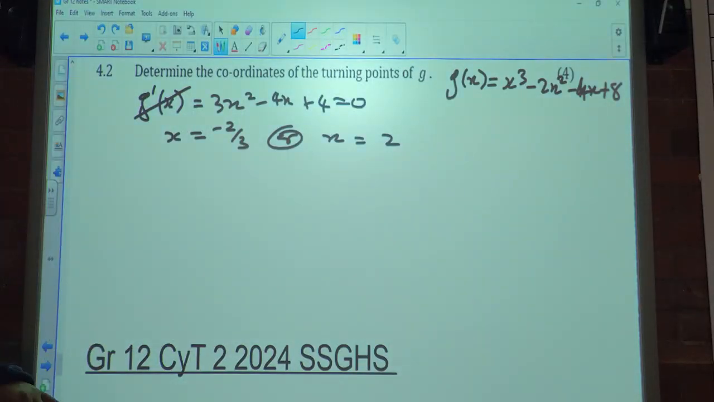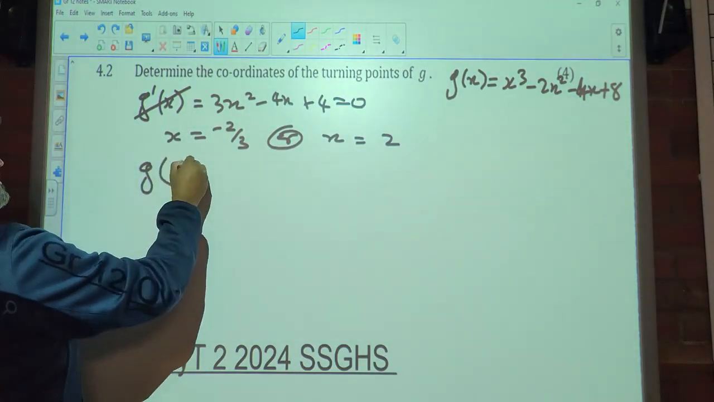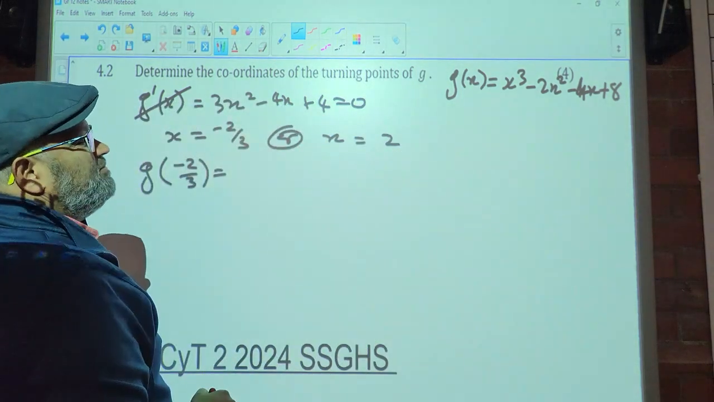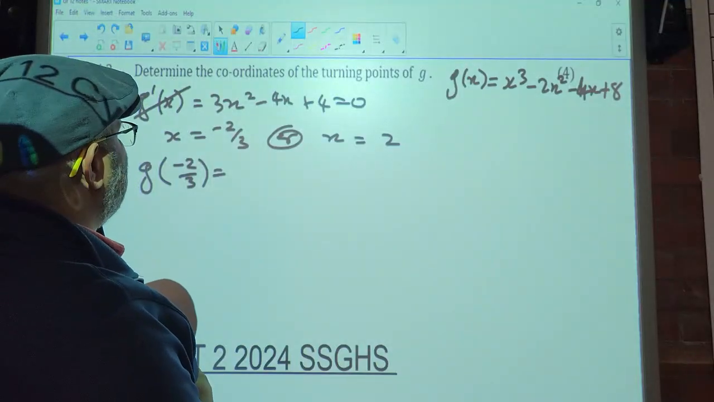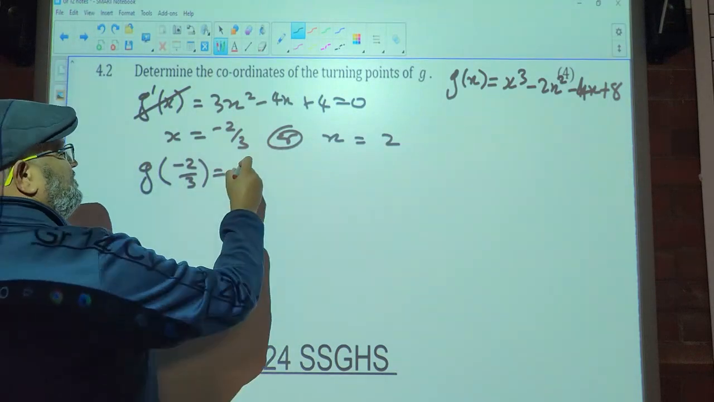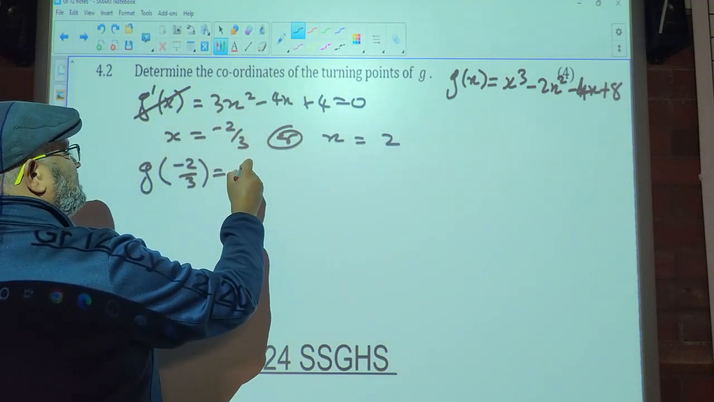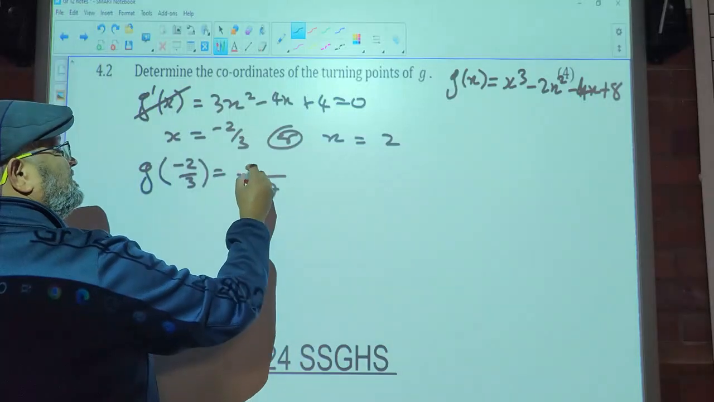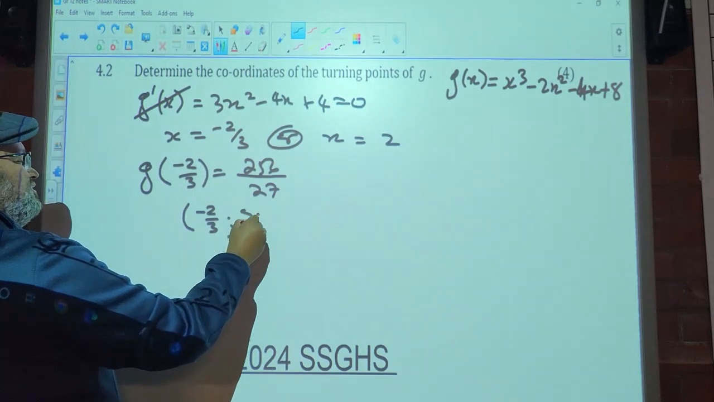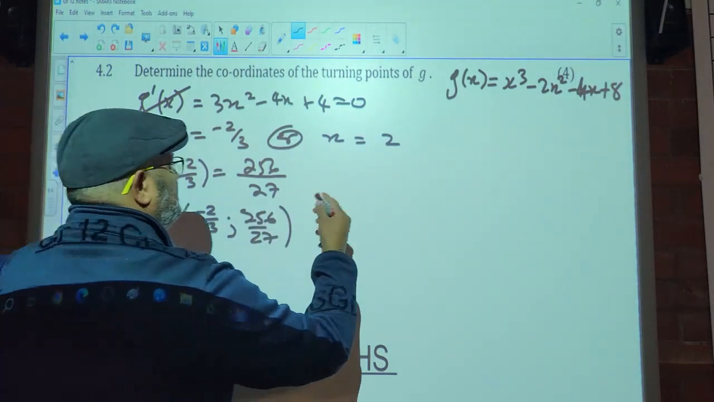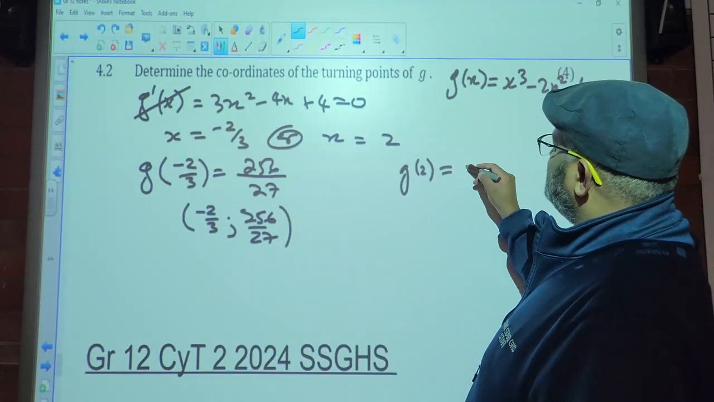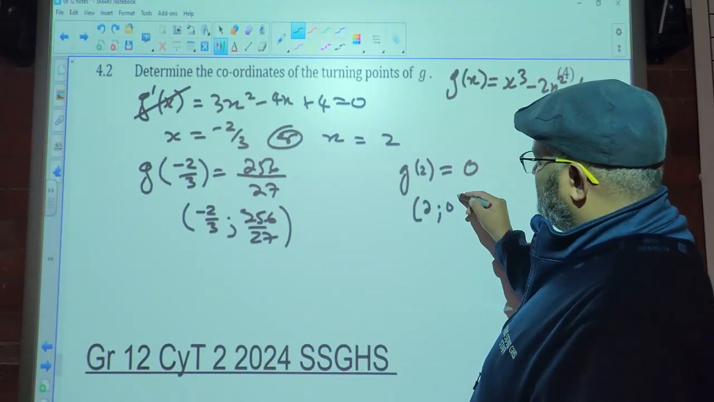So what do I need to find? The corresponding y value. How do I do that? By subbing negative 2 over 3 into this equation here. So it's negative 2 over 3 cubed minus 2 times negative 2 over 3 squared minus 4 times negative 2 over 3 plus 8. That gives an answer of 256 over 27. So this point was negative 2/3 and 256 over 27. On the other end, we have g of 2, which is 0. So that is going to be 2 and 0.